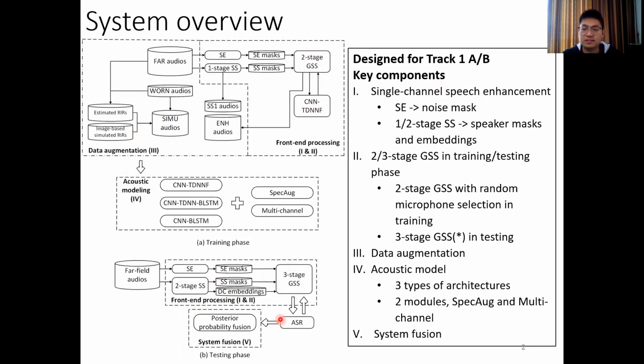For the front-end processing, we first trained speech enhancement and separation models to output masks as well as embeddings. Then we built our multi-channel enhancement system based on the GSS. In the training phase, we utilized a two-stage GSS with random microphone selection to generate enough training data. In the testing phase, we deployed three-stage GSS to achieve better performance. In the data augmentation, a small and a large dataset were built up with audios from different methods.